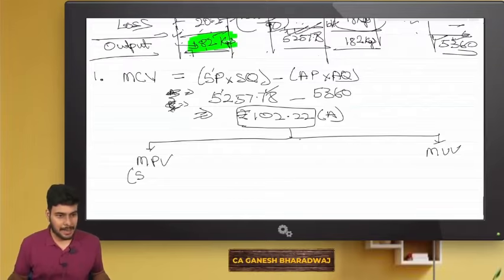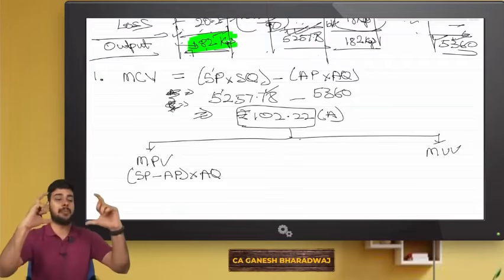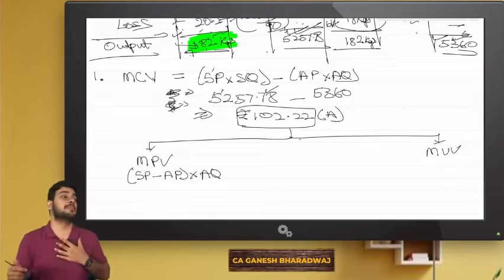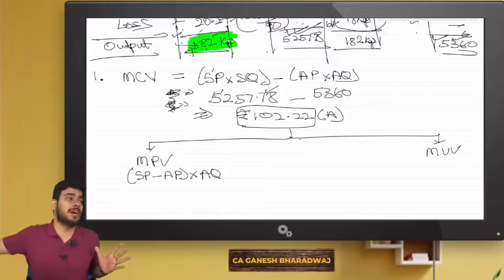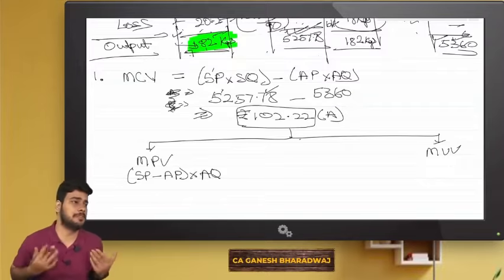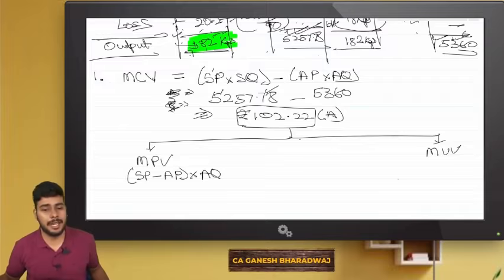So, standard price minus actual price into actual quantity. Why? Within the bracket, the price is getting compared because the purchase manager, and quantity, whatever quantity the production manager asked me for, I am only purchasing that. How about the other side?